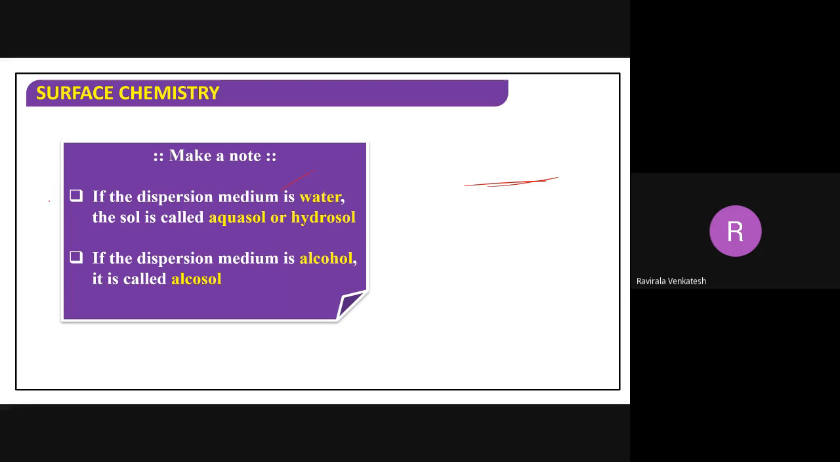Now, this is very important for us. Whenever the dispersion medium is water, then that is called aquasol or hydrosol. Whenever the dispersion medium is alcohol, you have to call it alkosol. If it is water, aquasol. If it is alcohol, alkosol.